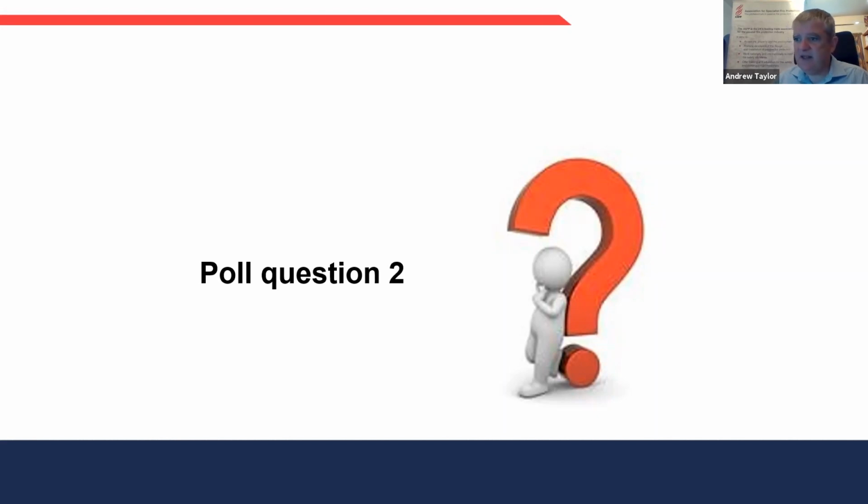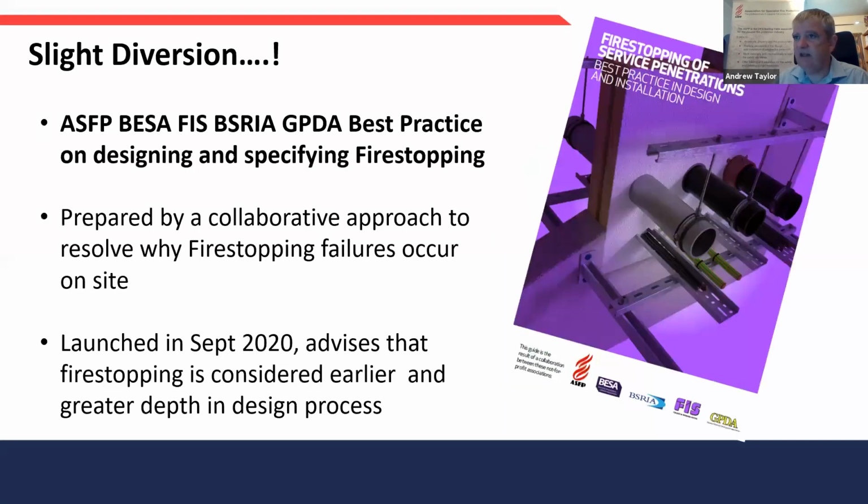Right. So at this point, I'm going to go off on a minor little tangent, for which I apologise, but hopefully you'll see why in a second. We started work in 2019, and last year in September 2020, ASFP worked with BESA, the Building Engineering Services Association, FIS, the Dry Lining Trade Association, BISRIA, and the Gypsum Product Development Association to come up with a best practice guide on designing and specifying fire stopping.